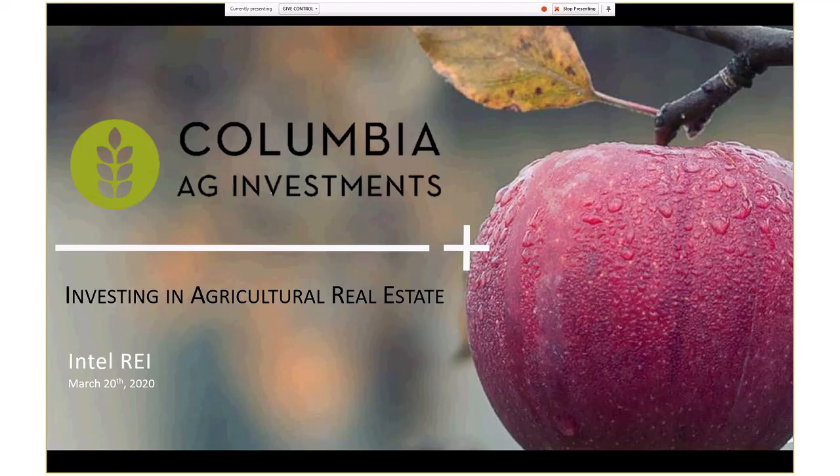Really, this is designed to be an overview or primer into investing in agriculture, or I should say agricultural real estate specifically. We'll talk a little bit about different types of structures, different types of crops and ag land, how you can get involved in it, some of the risks, some of the returns, and I'll try and leave some time at the end for questions. I don't know that I'll use the whole hour here, but hopefully you guys will find this beneficial.